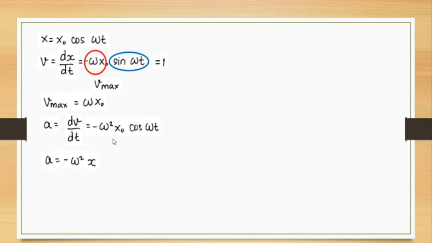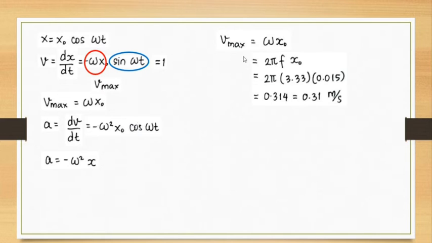Now we'll go back to the Vmax. Vmax is equal to omega times x0. Omega itself is 2 pi f, so we can find the value of Vmax if we know the frequency, which we had calculated, 3.33, and x0 is the amplitude, which is 0.015 meters. So we'll get Vmax, which is equal to 0.31 meters per second.